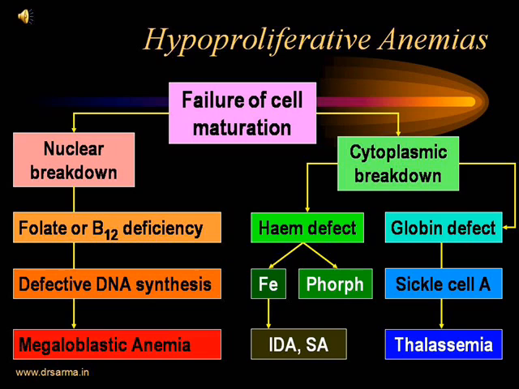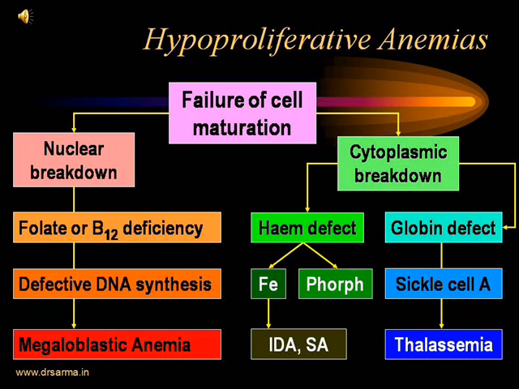If there is a defect in the heme production, it results in either iron deficiency anemia or sideroblastic anemia and things like that. The heme defect can be due to a defect in the iron or a defect in the porphyrin ring production. In porphyrias also, we do get a cytoplasmic breakdown, heme defect and anemia. But the majority of the patients who have cytoplasmic breakdown and heme defect are due to deficiency of iron and iron incorporation into the hemoglobin. So that results in iron deficiency anemia, also called IDA.